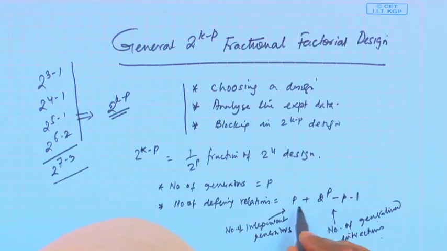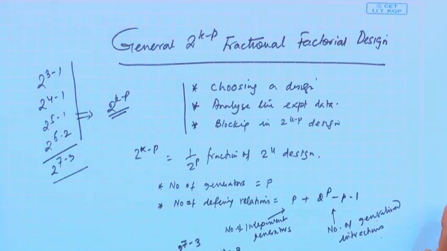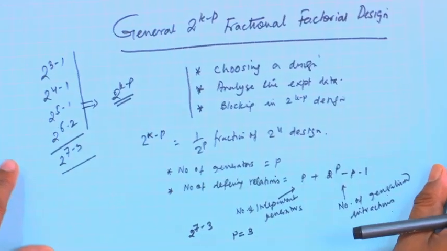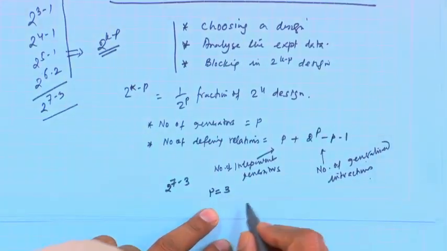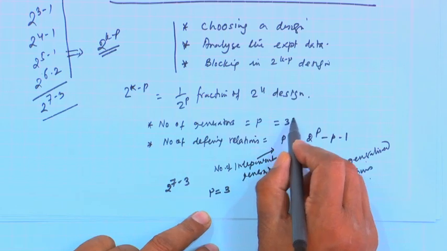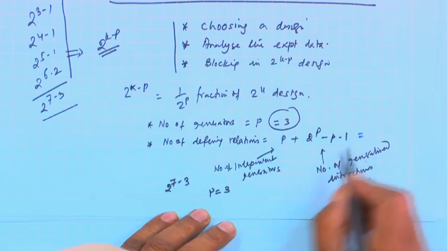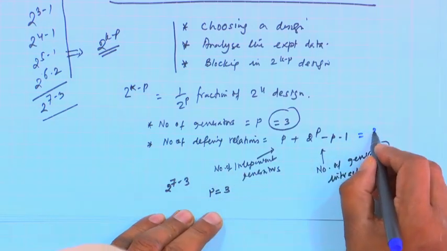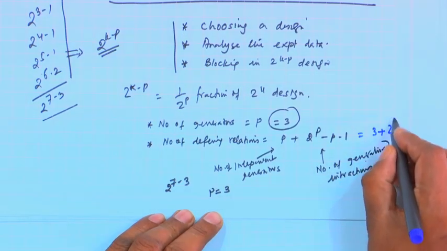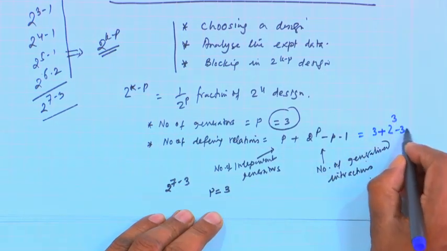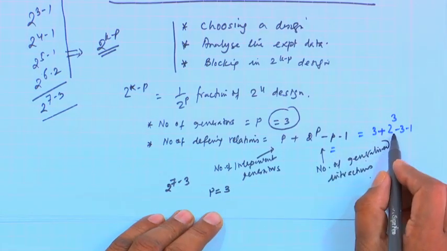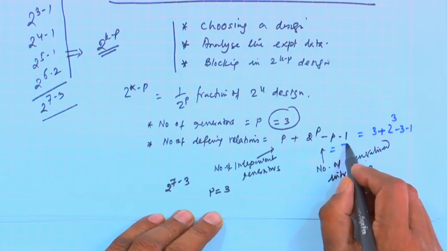So, what does it mean? Suppose for example, my design is 2 to the power 7 minus 3, then what is p? p equal to 3. So, the number of generators will be 3. And what is the number of defining relations? That will be 3 plus 2 to the power 3 minus 3 minus 1. How much is it? 2 to the power 3, that means 7.